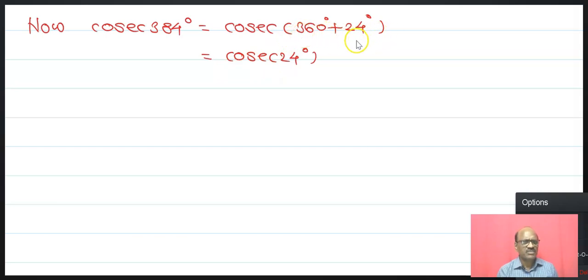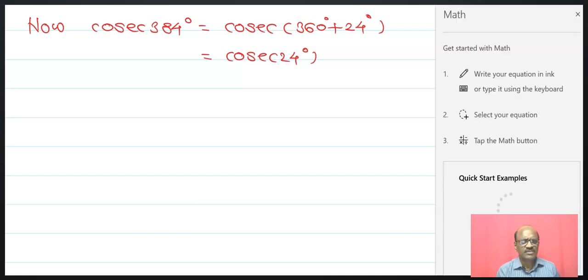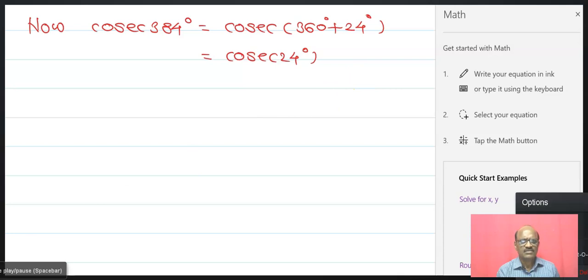Cosec (360 plus 24) goes in the first quadrant, and in the first quadrant all trigonometric ratios are positive, and that's why we have cosec 24. Now I have written cosec (2 pi plus theta) is cosec theta. It comes in the first quadrant. Now see this here.